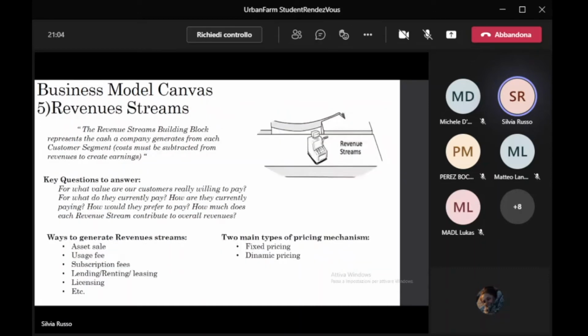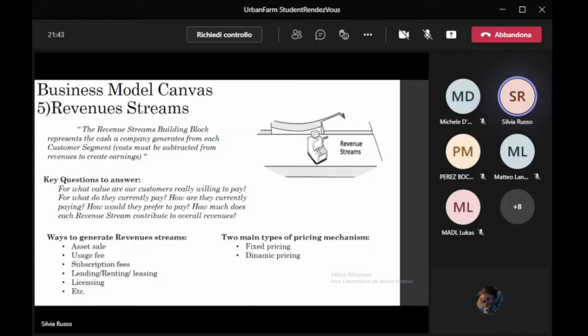So we now close the right and creative part of the business model canvas with revenue streams, building blocks that represent the cash a company generates from each customer segment. For these building blocks, we can ask questions such as: for what value are our customers really willing to pay, or for what do they currently pay, or how are they currently paying, etc.